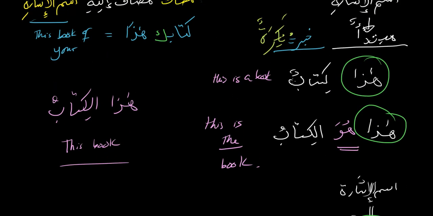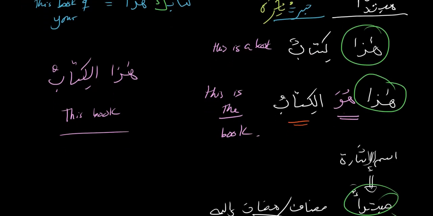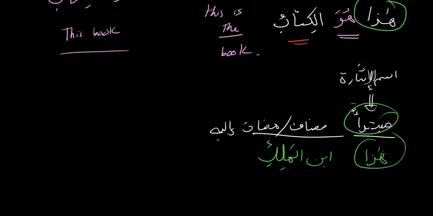Okay, in the first case, if the khabar is nakira, this would be like this. If the khabar is ma'rifa, then you have to add a proper damir like this. Otherwise it's not a complete sentence. But if ism ishara is a mubtada and the khabar starts with a mudaf, then there's nothing that you have to add. This will be an appropriate sentence over here. Okay.